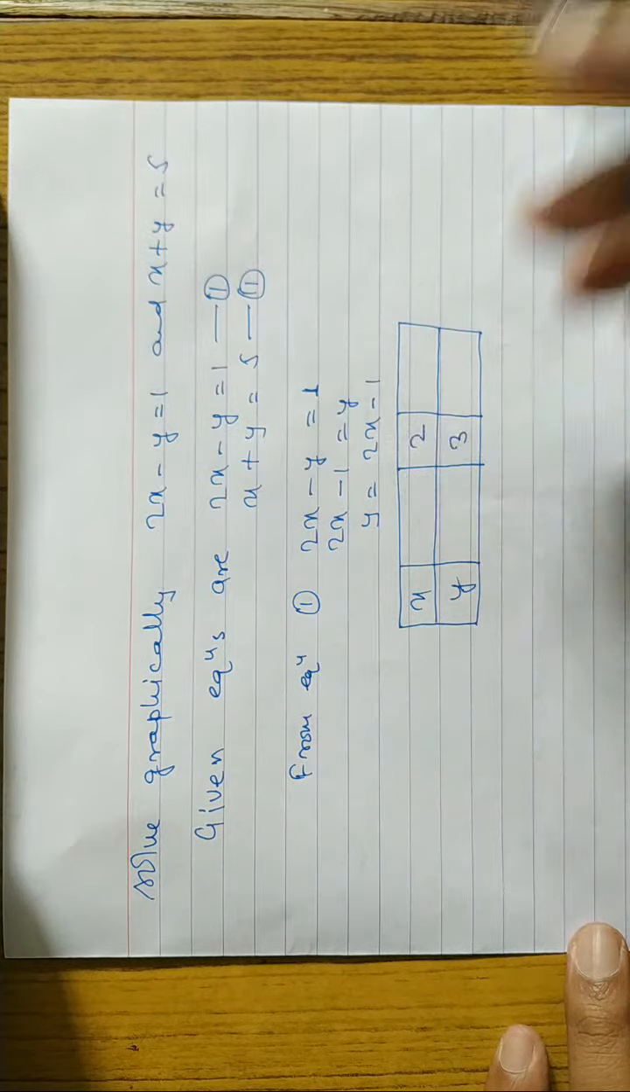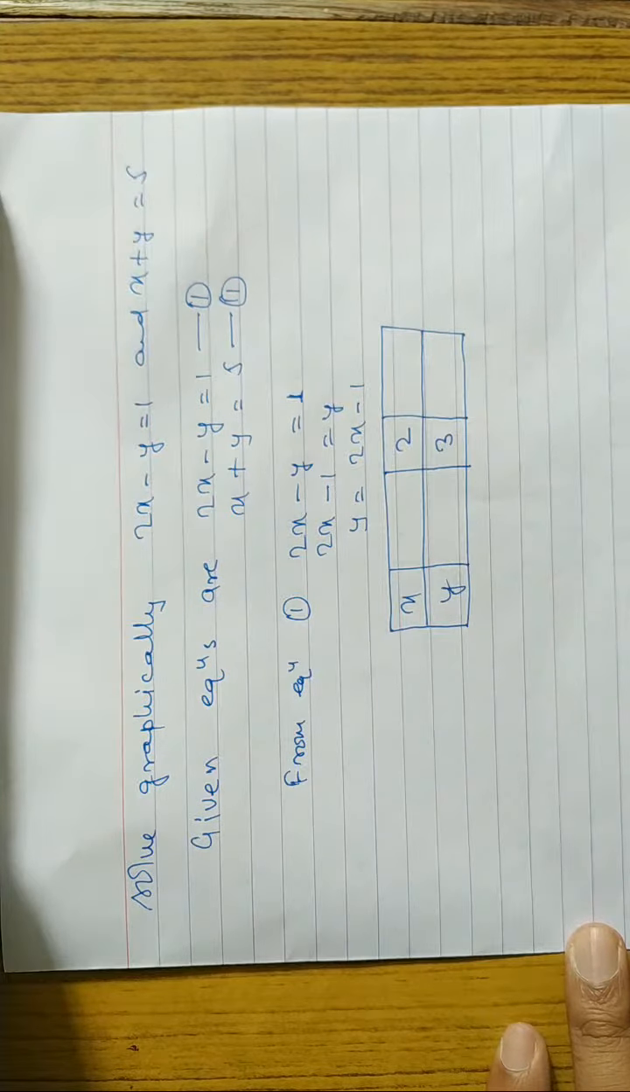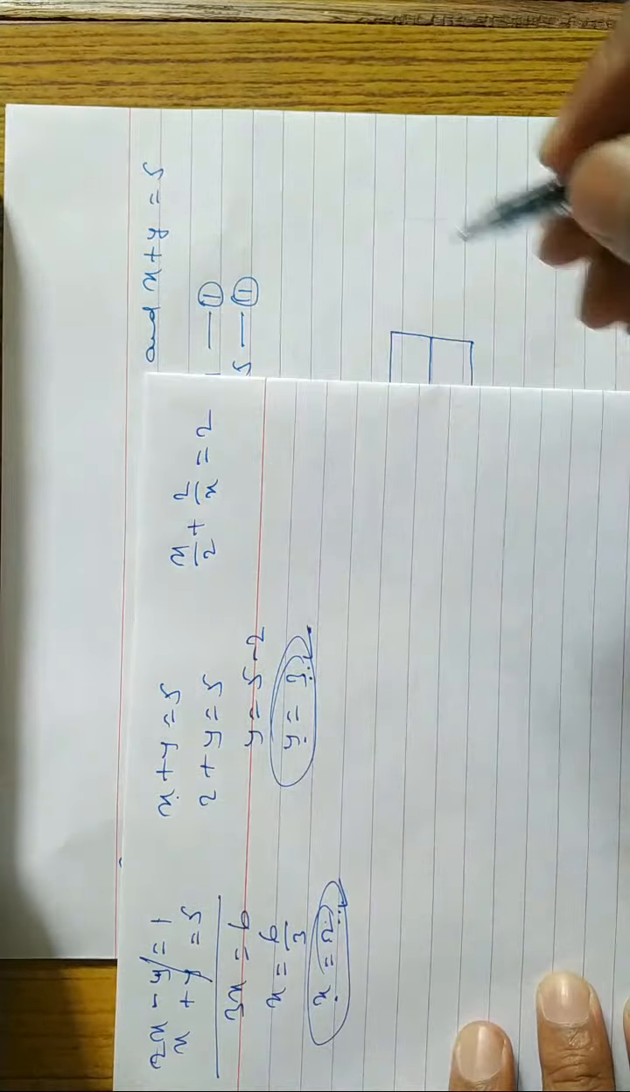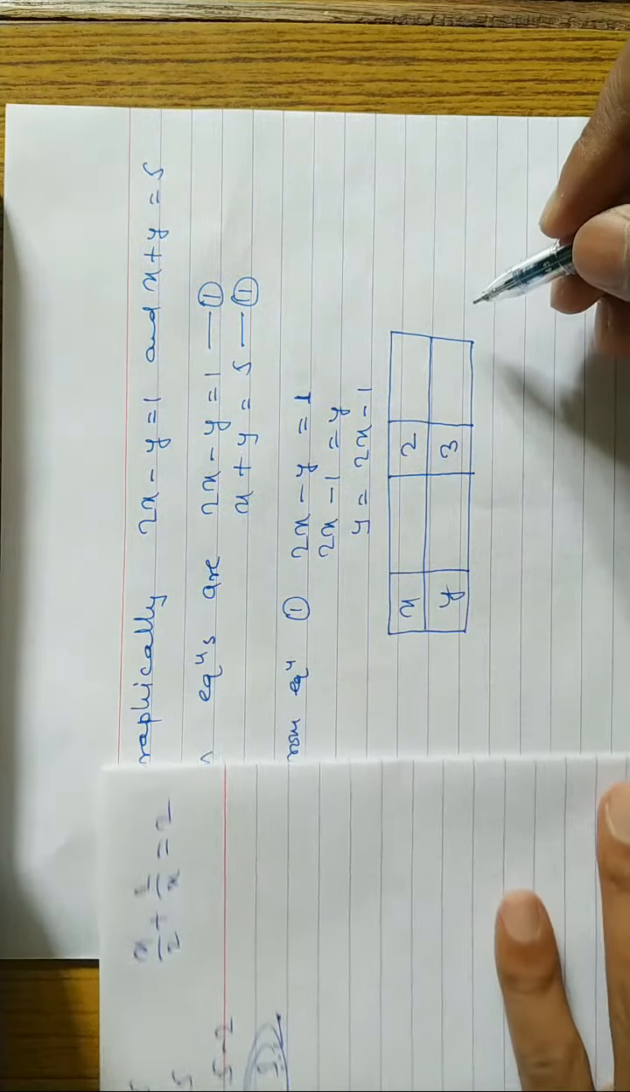Wait a minute. x by 2 plus 2 by x. What is the question there? I forgot. x by 2 plus 2 by x is equal to what was there? Please write down once again.